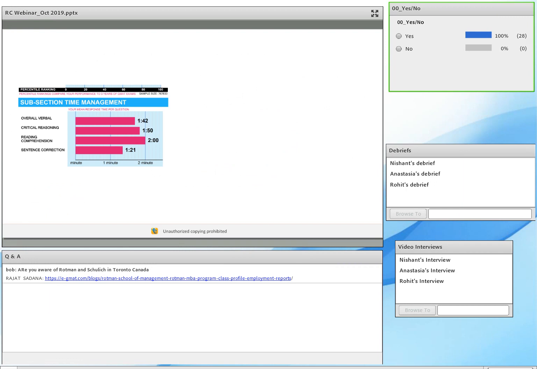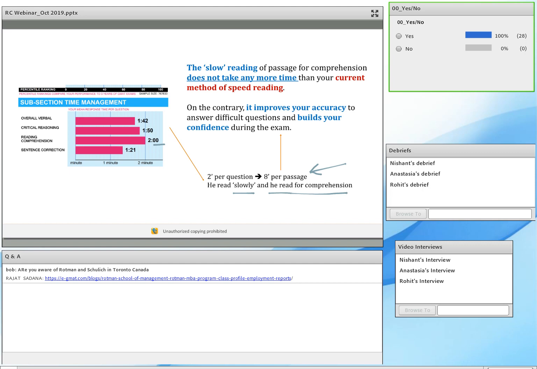Now this is Nishant's ESR, and what you see over here is he took 2 minutes on average to answer RC questions. What does that mean? Assuming 4 questions on average, he spent 8 minutes per passage. So he read slowly and for comprehension, and he didn't spend any more time than what you're spending today utilizing your current method. Again, this is proof from his GMAT attempt of 740 score.